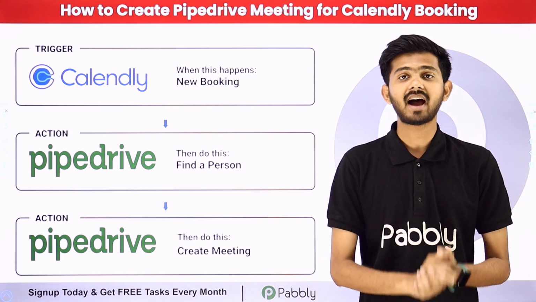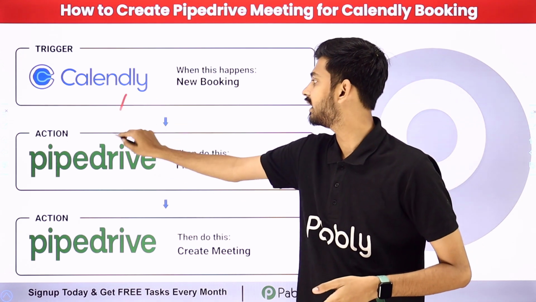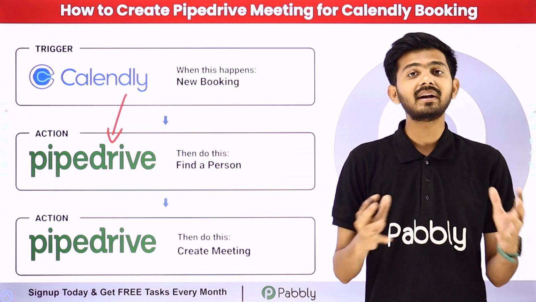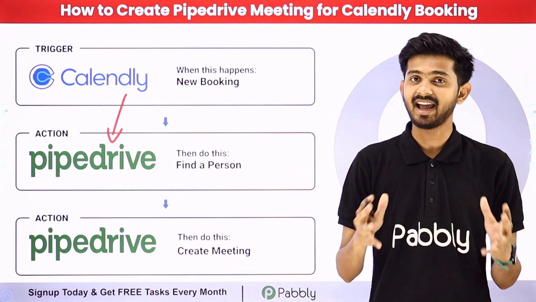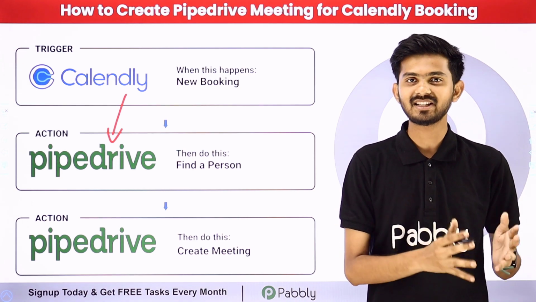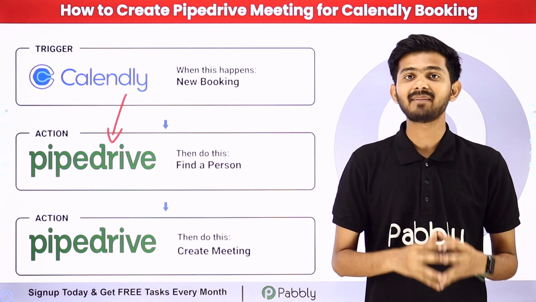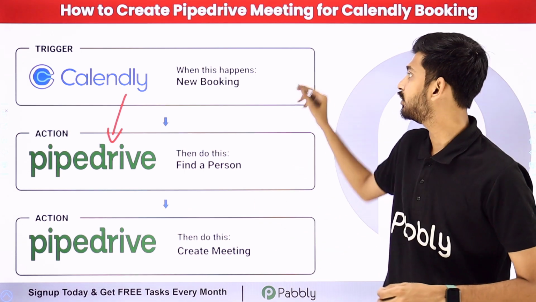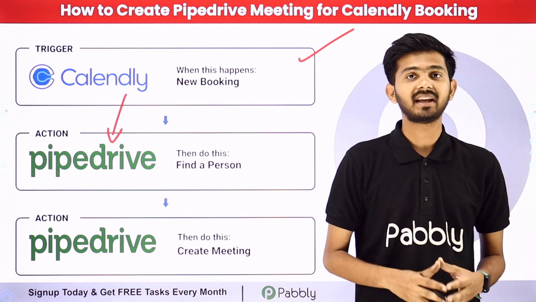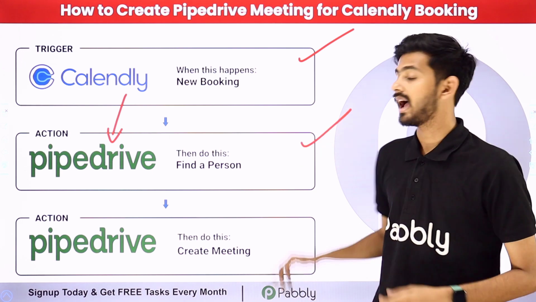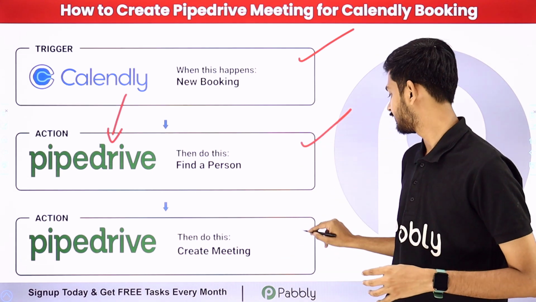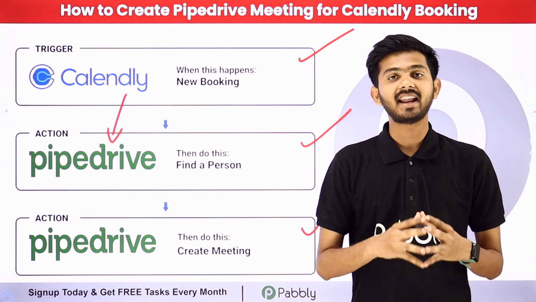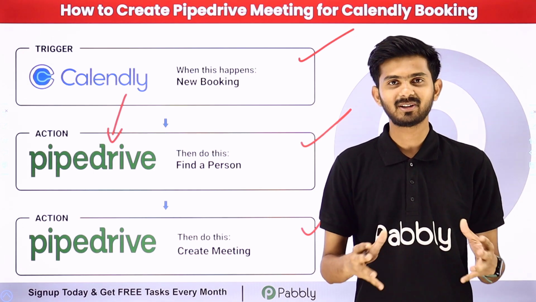So for my objective, I have to build a connection between Calendly and Pipedrive. For building this connection, I'm going to use Pabbly Connect, which is an amazing software for automation and integration. In Pabbly Connect, I have to use a trigger and actions. In the trigger application, I'm going to use Calendly. In the action application, first I'm going to use Pipedrive, and again I'm going to use Pipedrive. So how am I going to build this connection? For that, let me take you to my computer screen.